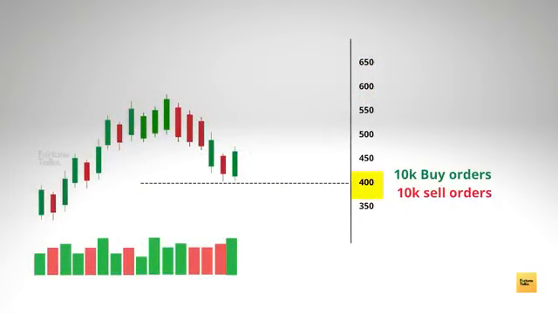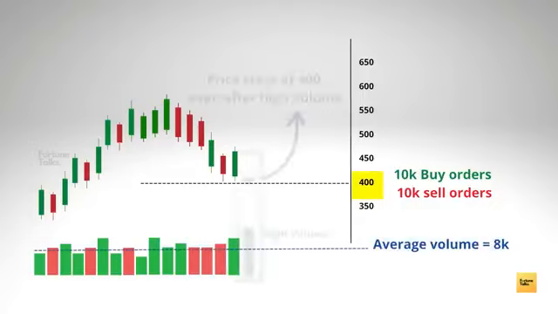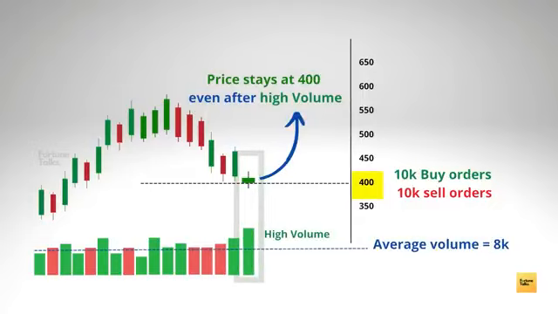For example, let's say there are 10,000 buy orders and 10,000 sell orders, all at rupees 400 of a stock, and let us say that the average volume of the stock is 8,000 for the last 10 days. Even though the 10,000 shares were exchanged, resulting in a higher than average volume for the particular day, the price will not move up. The simple reason being, all the orders are placed at the same price, that is rupees 400.